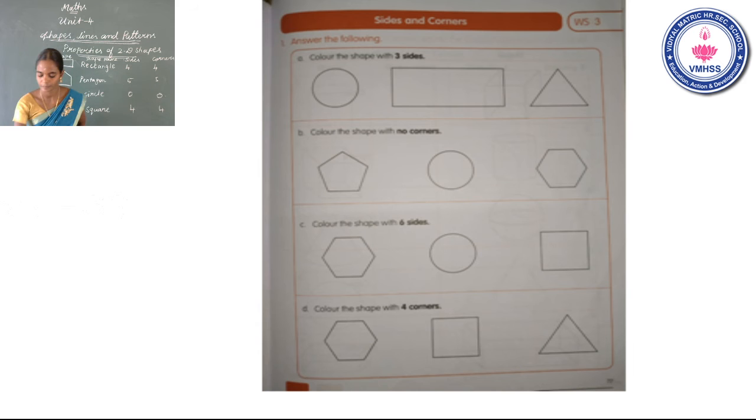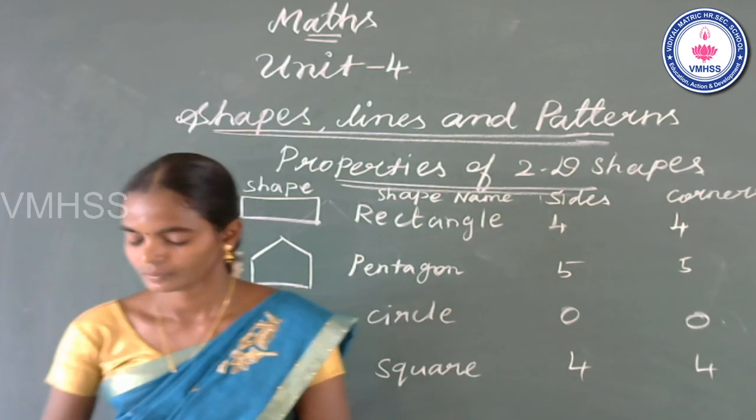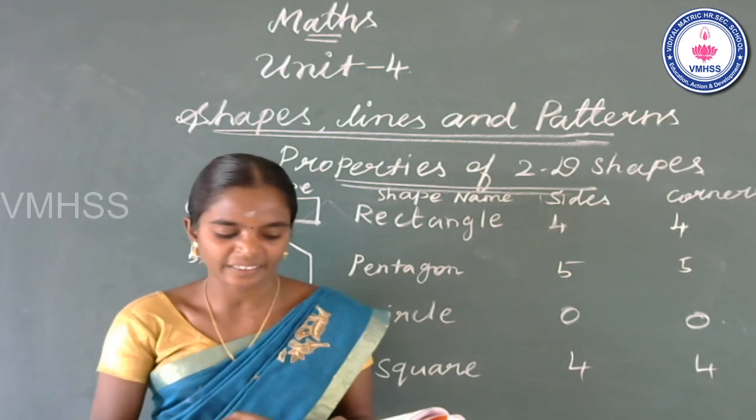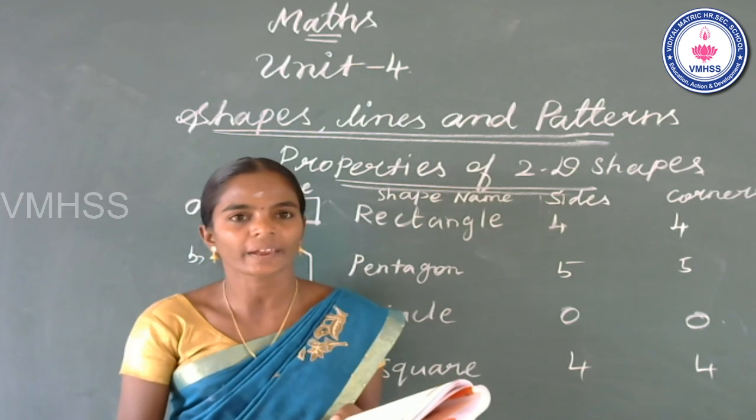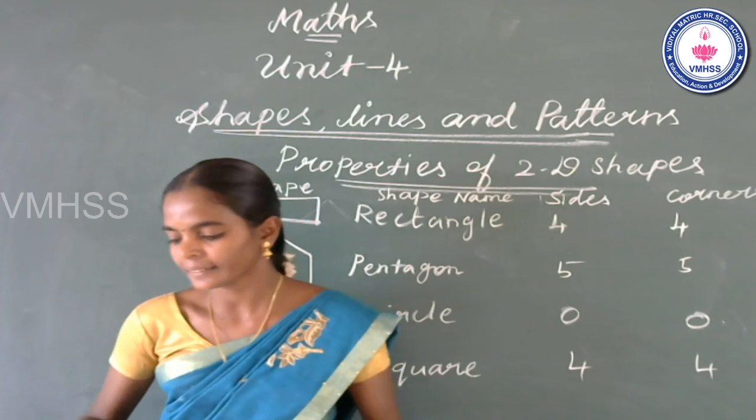Children, listen here. Next, D1, color the shape with four corners. Four corner shape, square. Children, listen.